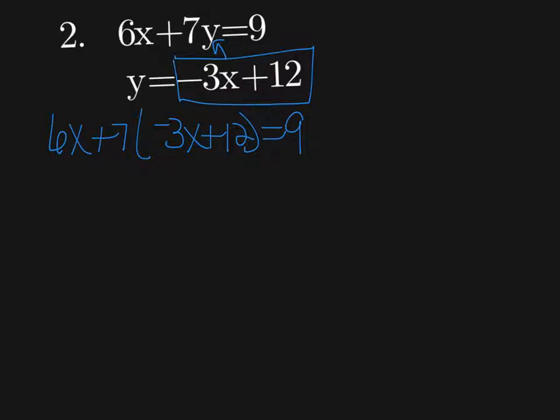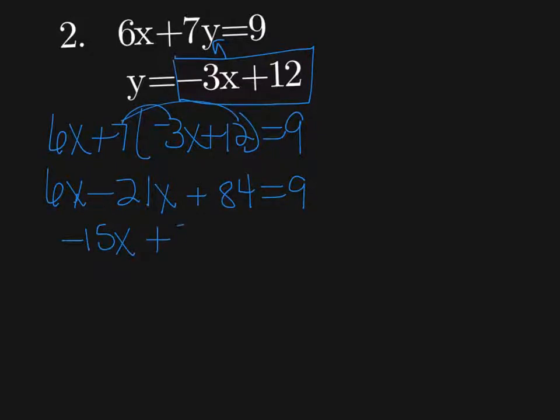Okay. Now again, make sure you only have one variable, meaning you can have more than one x, but you don't have an x and a y. So both our variables are x's, so we're good. Okay, so now I'm going to solve it. So I have 6x. I'm going to distribute my 7, which is negative 21x, plus 84 equals 9. Okay, so we have 6x minus 21x, which is negative 15x, plus 84 equals 9.